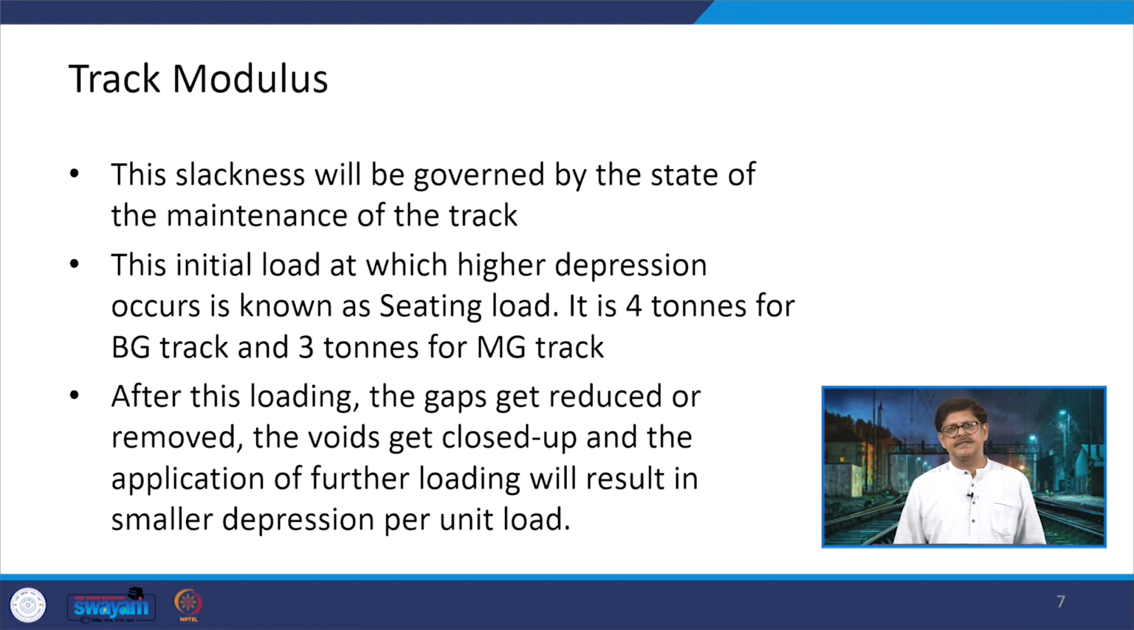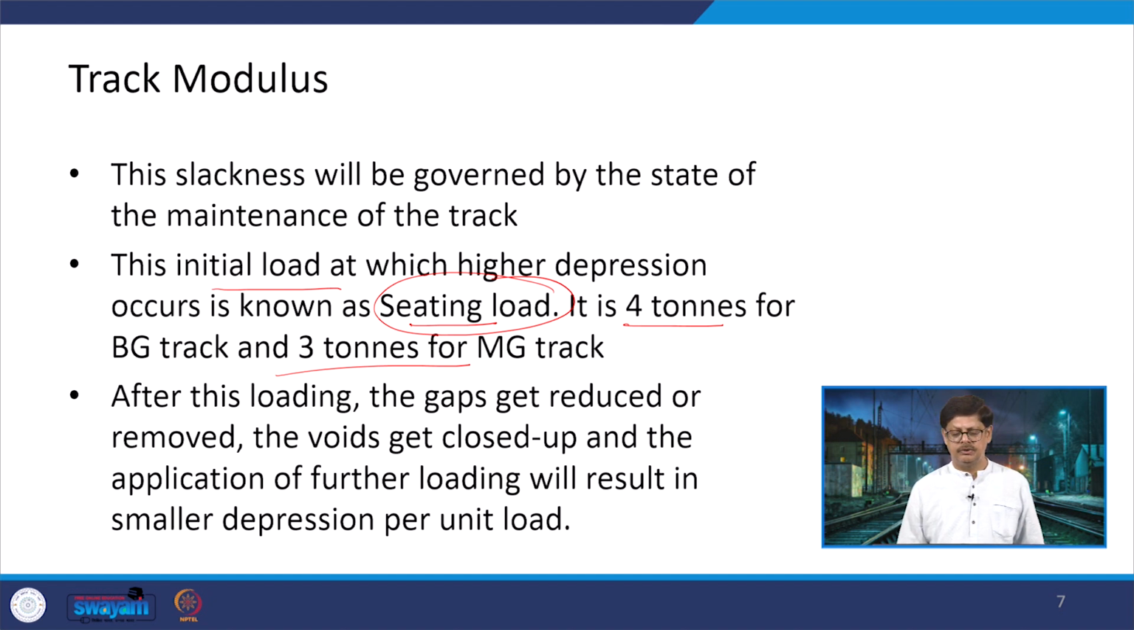Now, this slackness is also governed by the state of the maintenance of the track. If the track is not being maintained in the right manner, periodically is not being charged and maintained, then the slackness or the gaps or the voids in the ballast will be more. Now, this initial load at which the higher depression occurs is known as the seating load, and this is taken as 4 tons for the broad gauge and 3 tons for the meter gauge. And this seating load of 4 tons or 3 tons actually is giving you the initial track modulus.